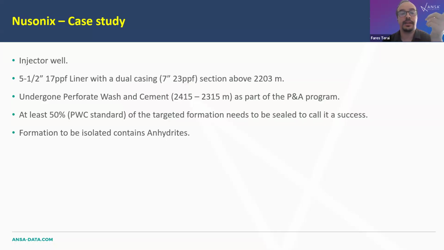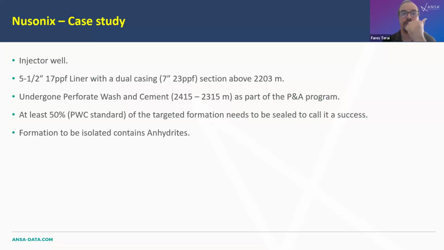Before actually looking at data, here's a bit of context for this well. This customer wanted to log the Nusonix tool in an injector well, completed with a 5.5 inch liner, and there's a 7-inch casing behind it. So for a small part of the log towards the top, we will be in a dual string section, and it will be interesting to see how the tool behaves in such conditions.